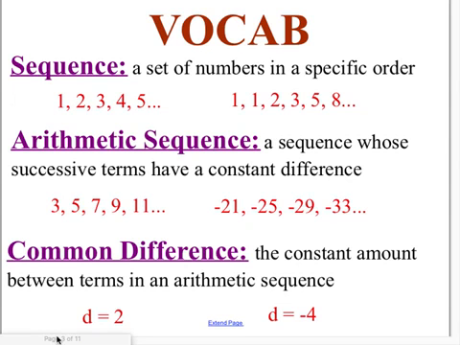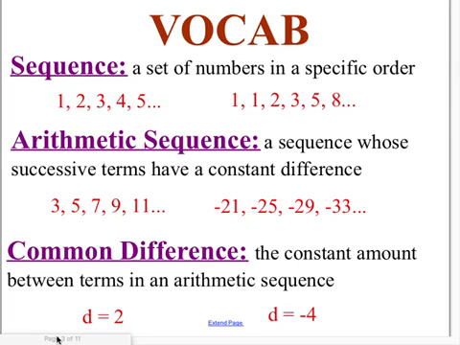So, a general sequence is a set of numbers in a specific order. The one on the left, 1, 2, 3, 4, 5, is the numbers in counting order. The one on the right is also a sequence. It's called the Fibonacci numbers. There is a specific pattern, and those are very useful in calculus and higher level mathematics.